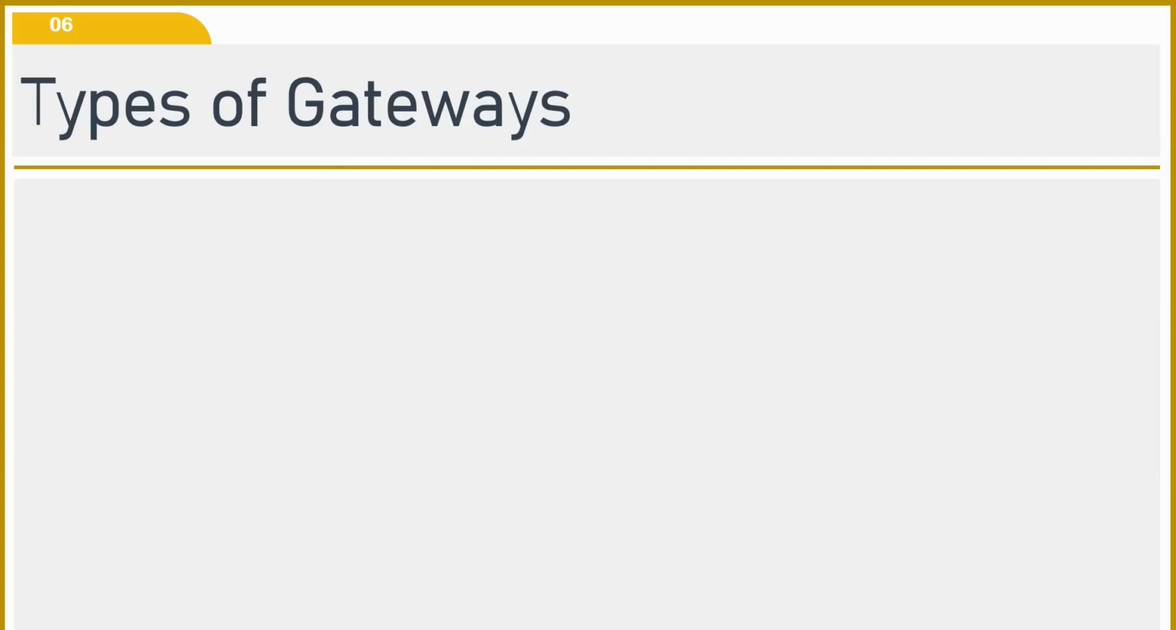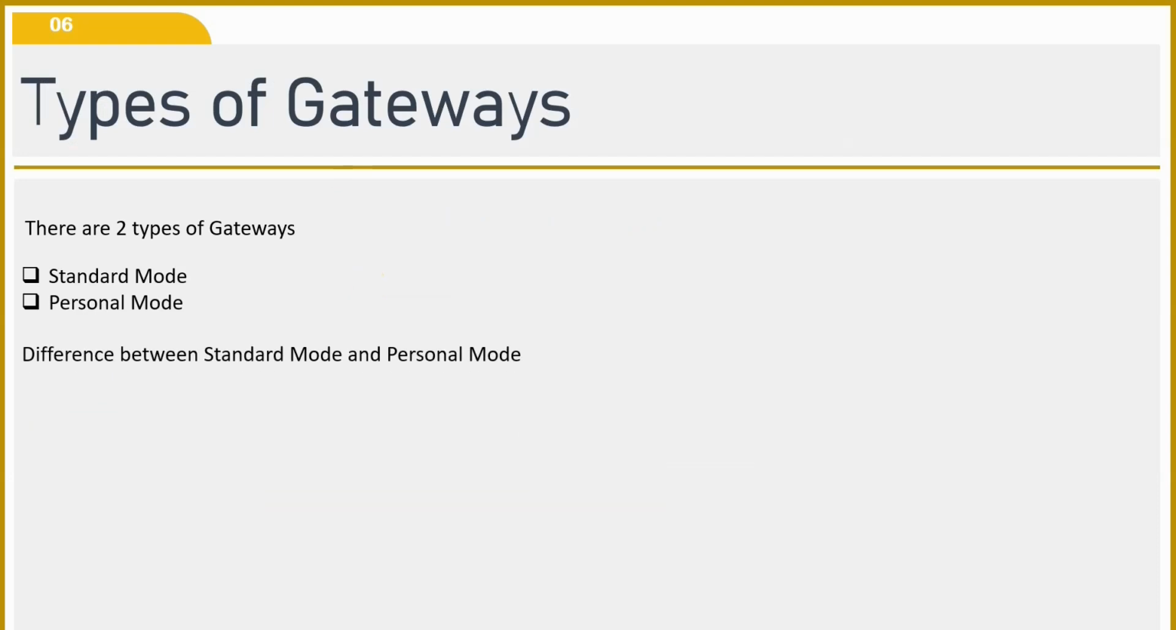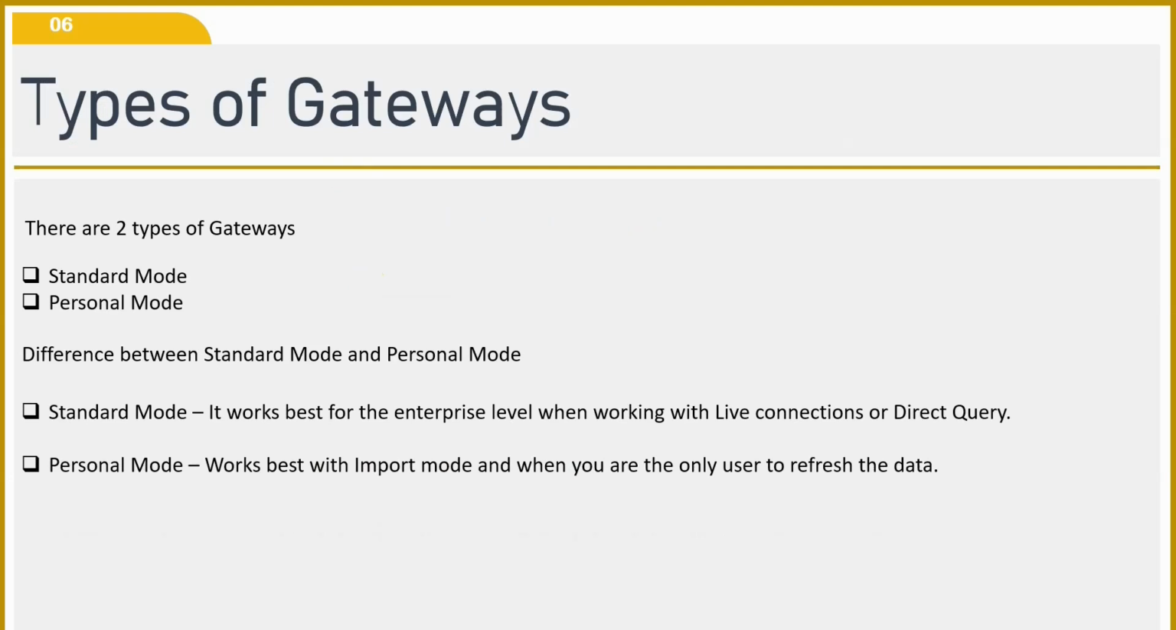As you know, there are two types of gateway: standard mode and personal mode. Now, what is the difference between them? The only difference is that standard mode works best for the enterprise level. That means when you're working within a bigger organization, or with an organization where the dataset is huge, you need to import through direct queries, or you want to import through live connections, standard mode works best at that time. And personal mode works best with import mode, and when you are the only user to refresh the data.